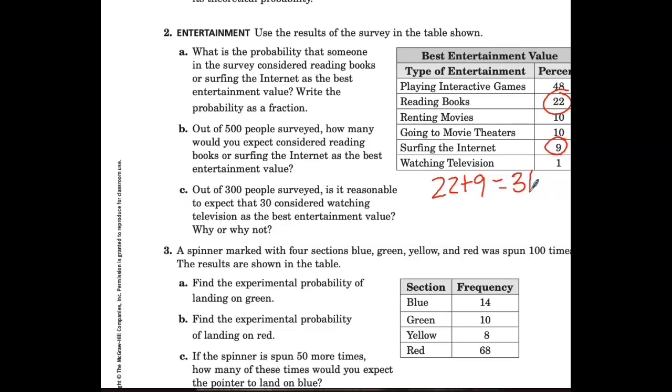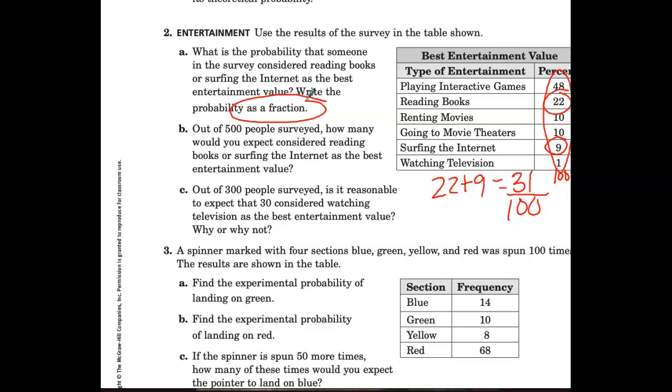Okay, 31 out of what? 100. Okay, because if you were to add all of these up, you would get 100%. So it's 31 out of 100. 31 is prime, so that cannot be reduced. And it only asked for a fraction, so that is all you have to do for A. I just figured I'd be safe and just make it.